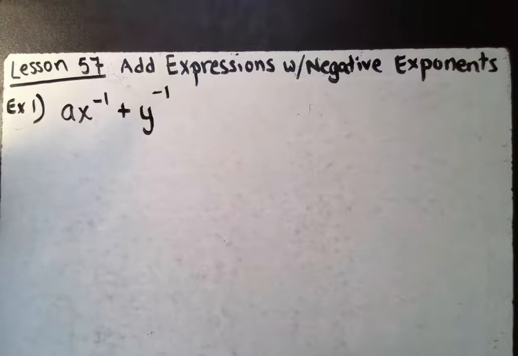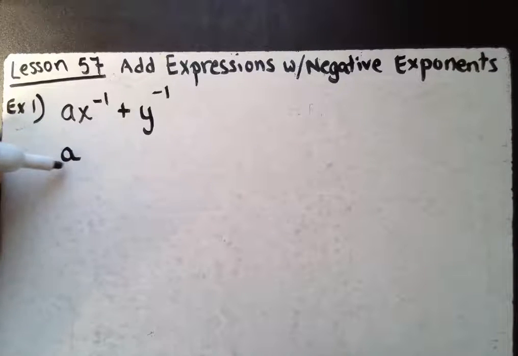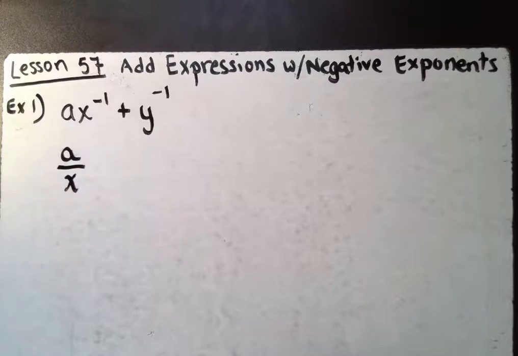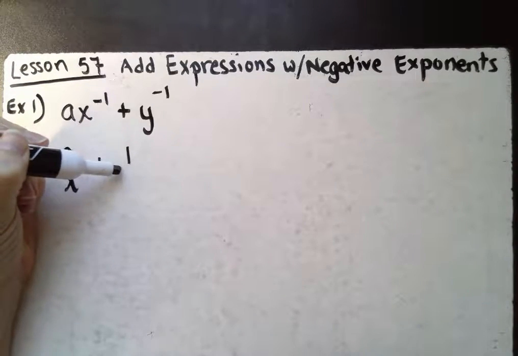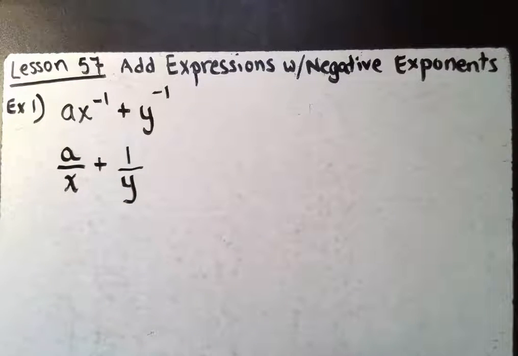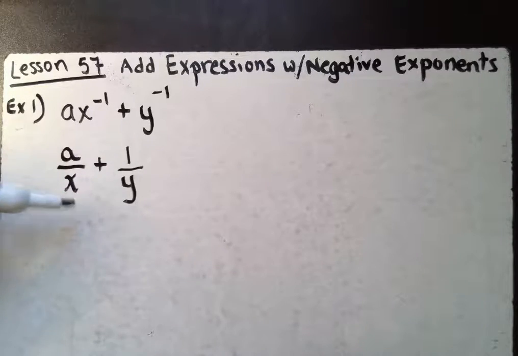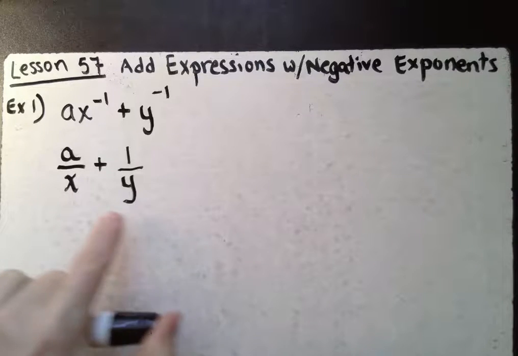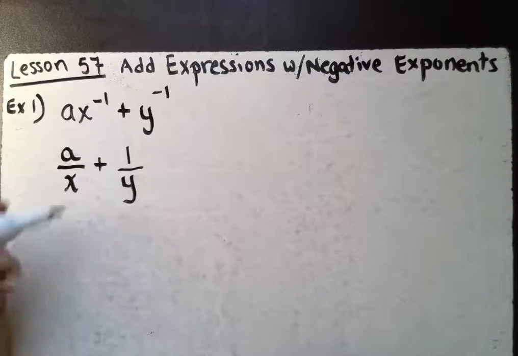But the first thing I want to do is rewrite them with positive exponents. So we know that x to the negative 1 means that the x needs to go on the bottom, and then it becomes x to the positive 1. And then y to the negative 1 is just simply 1 over y. And we've also learned how to add these types of rational expressions. We need to get a common denominator. So the least common multiple of x and y would be xy.